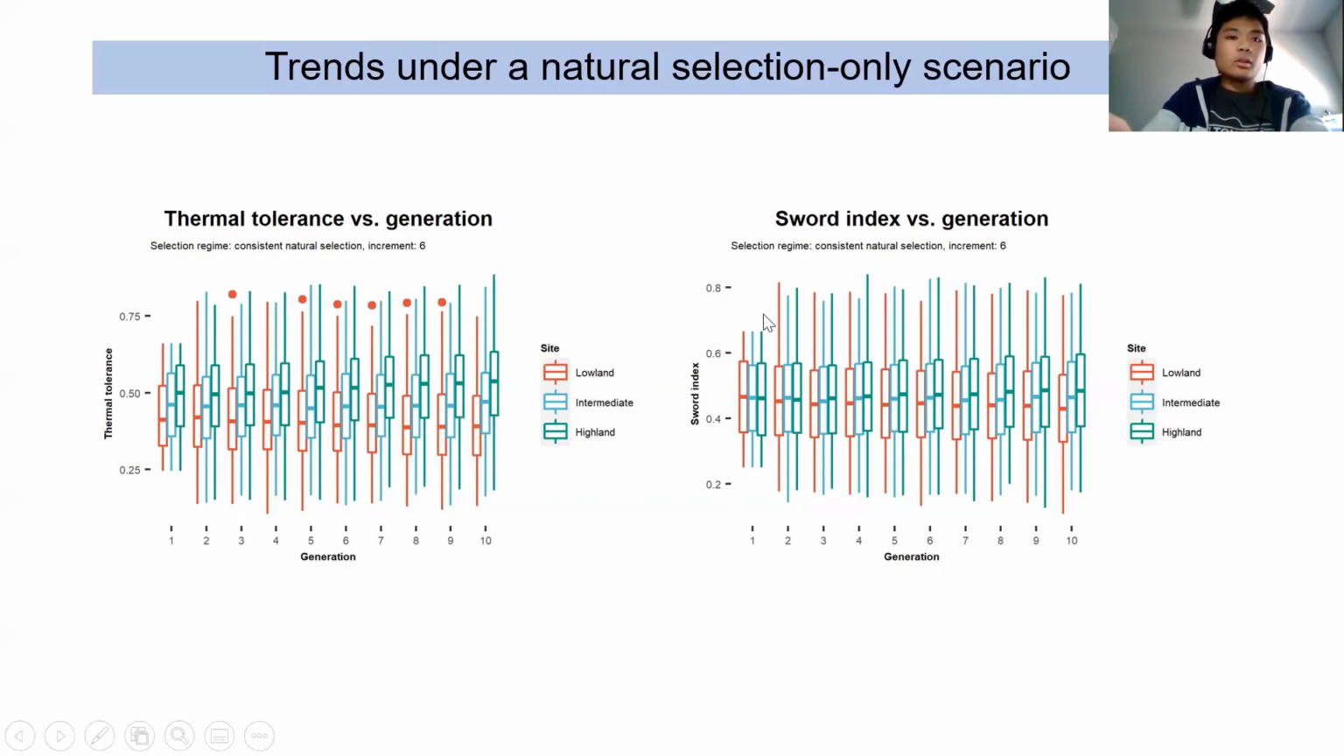Interestingly, if you take a look at our box plots depicting SWORD trends in this same natural selection only scenario, we can see that these trends in thermal tolerance are also observed here on a smaller scale, despite there being no actual direct selection on the SWORD trait. Now, this is most likely due to physical linkage with genes contributing to thermal tolerance, which are being selected for, which is expected given the highly polygenic nature of both the traits in the simulation.